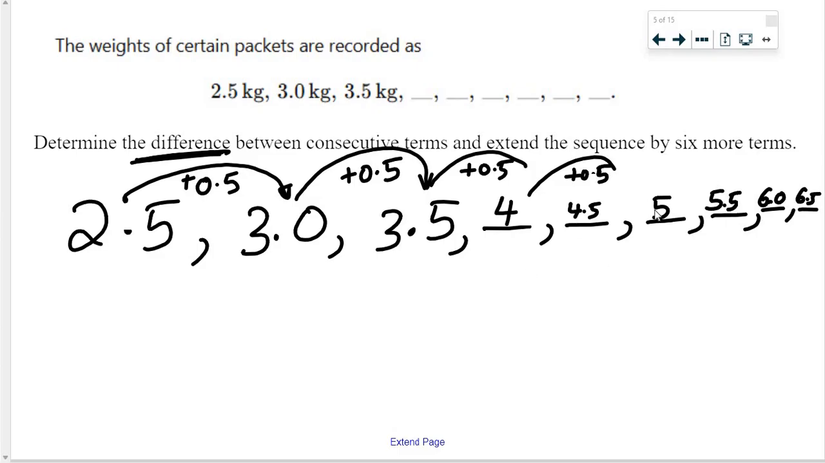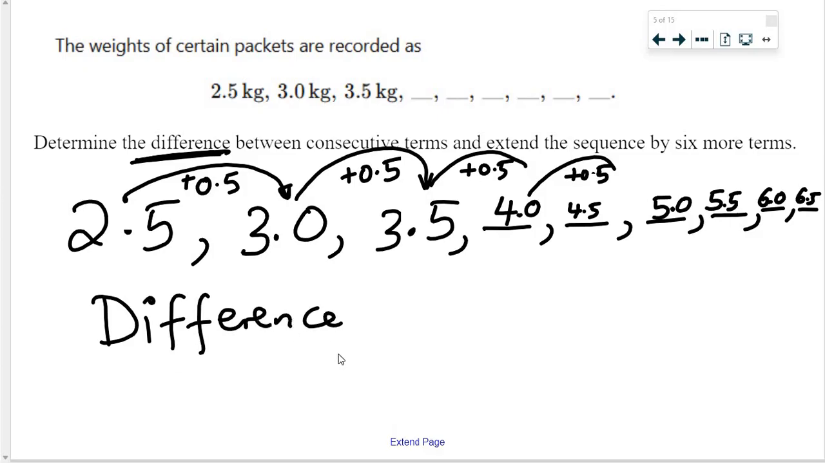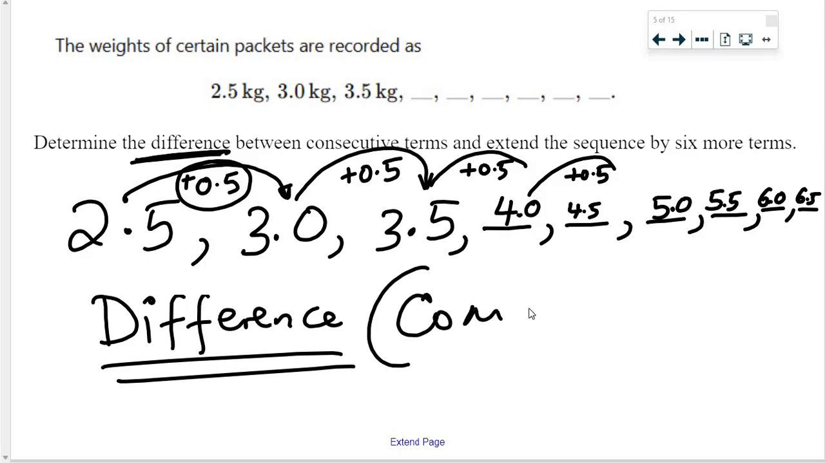So this is 4.5, this is 5.0, and this is 4, or you can say 4.0. Either way, you can write here 4, then 4.5, then 5, then 5.5, then 6, then 6.5. So that's all. Now determining the difference. This difference, which you see here, this number, add 0.5, add 0.5, add 0.5, add 0.5. This difference is what we call the common difference.